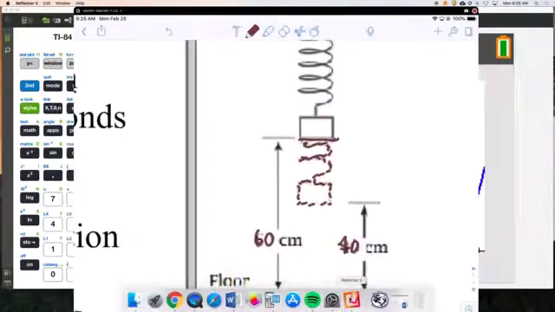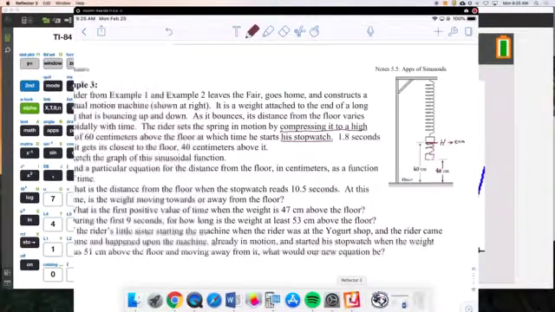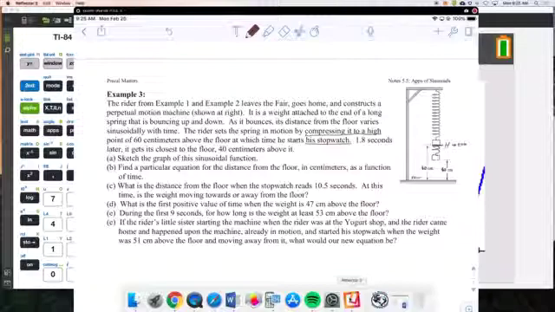There's a couple of ways to start this. You could pull it down to 40 and let it go, or you can push it up to its high point and compress the spring and let it go. He chose to compress it and let it go. So up here at the high point corresponds with t equals 0. Now it tells us 1.8 seconds later, it gets its closest to the floor, 40 centimeters above it. So less than 2 seconds later, it's down on the bottom.